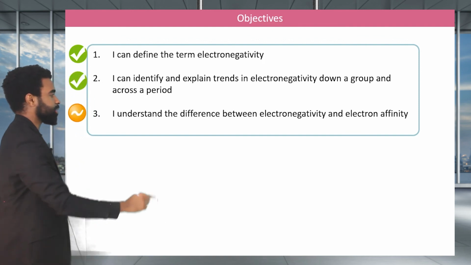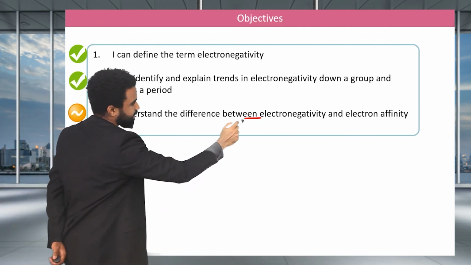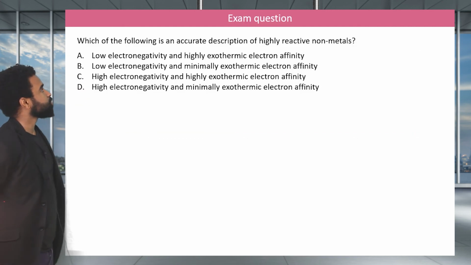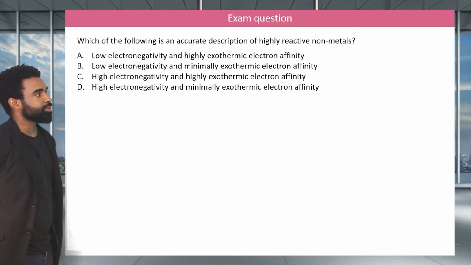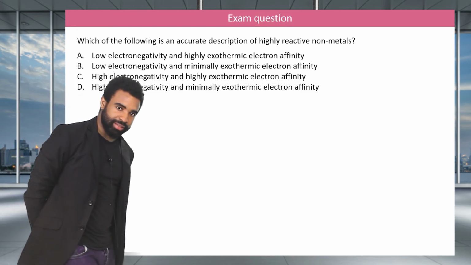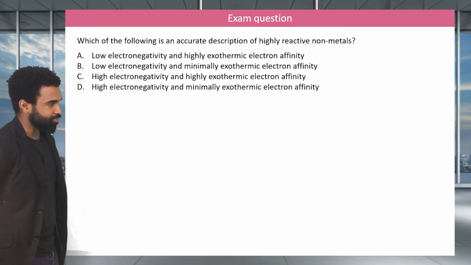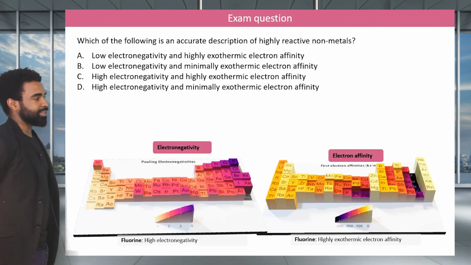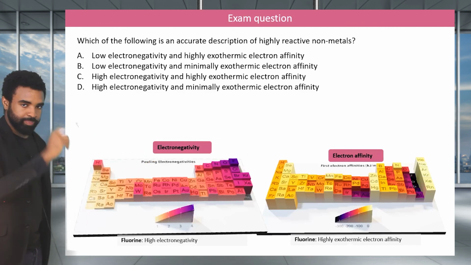So now I think we understand the difference between EN and EA. Let's try just one question and we'll wrap up. Here's one. Which of the following is an accurate description of highly reactive nonmetals? Pause the video as always. Think about how you would answer this. Read through the options. In 2 seconds, I'll show you a clue. In 2 seconds, I reveal the answer. Pause again if you want to process this.